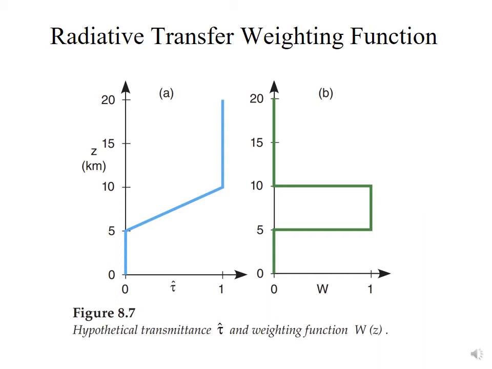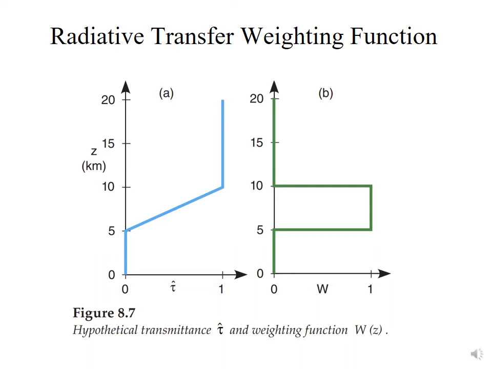So in the figure to the left, figure A, we have the transmittance ranging from 0 to 1 as a function of altitude z for a particular atmosphere. It's a kind of a hypothetical situation. So this atmosphere has a zero transmittance between 0 and 5 kilometers, which means that none of that radiation is essentially able to make it through the atmosphere. And then we also have a transmittance of 1 above 10 kilometers. And so there's nothing in the atmosphere to absorb those wavelengths at those altitudes.